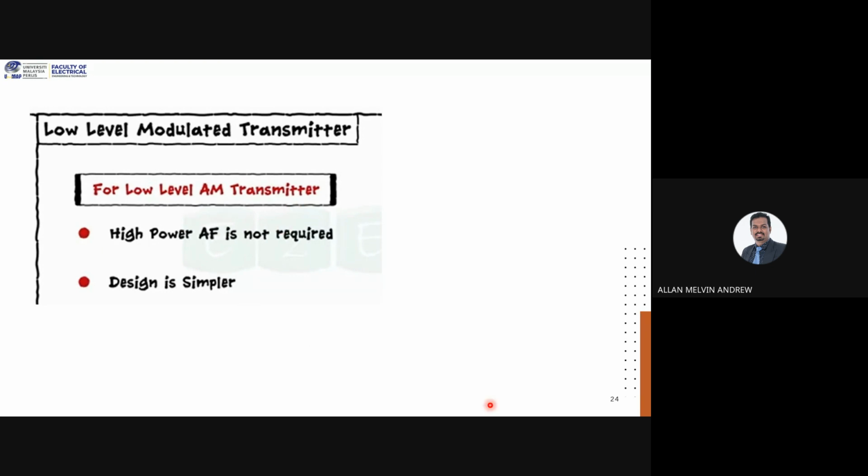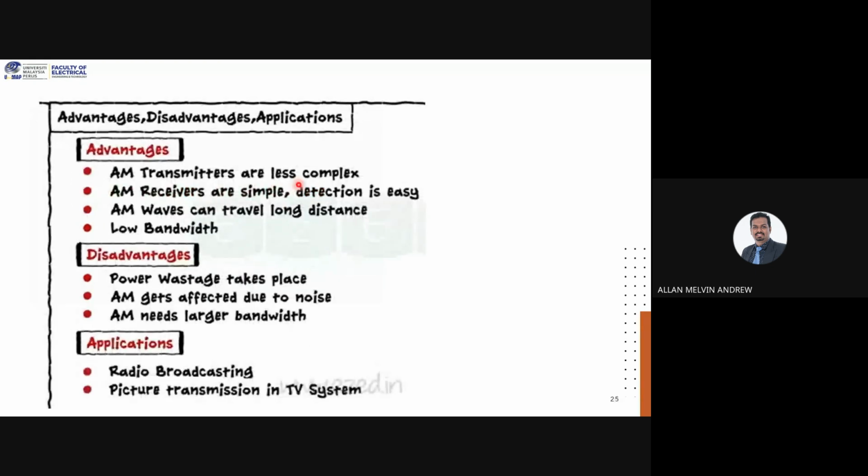We can see some of the advantages. AM transmitters are less complex because they have fewer components. AM receivers are simpler. Detection is easy because the signal can be transmitted over a long distance, and the detection can cover a larger area.